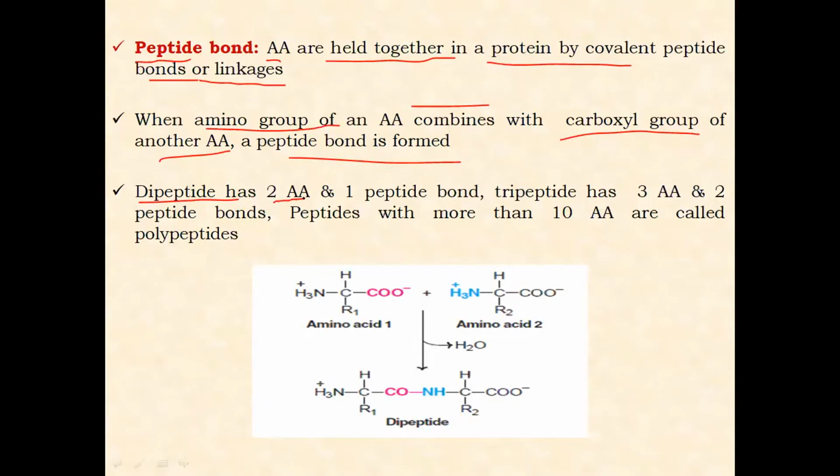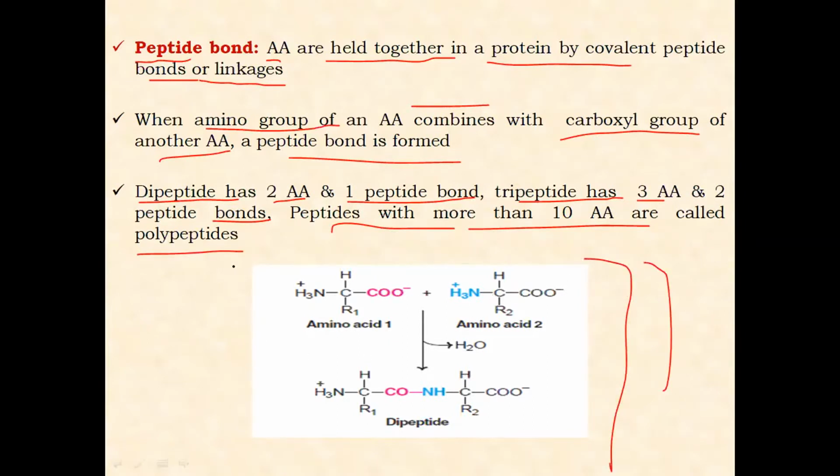Dipeptide has two amino acids and one peptide bond. Tripeptide has three amino acids and two peptide bonds, whereas those peptides which have more than 10 amino acids are known as polypeptides. So this is the typical reaction of formation of a peptide bond.